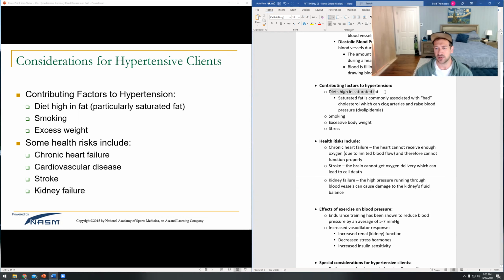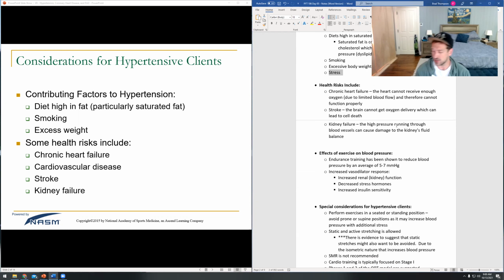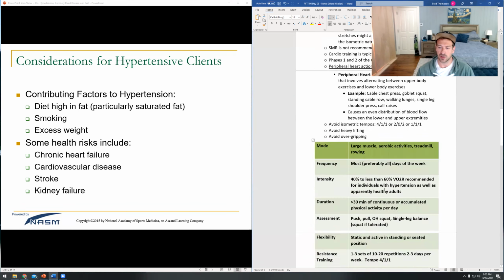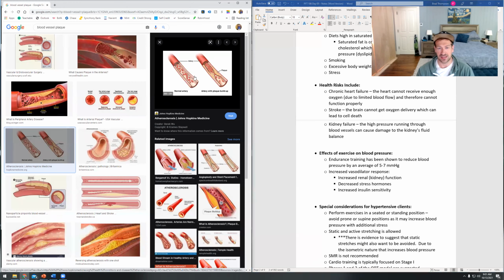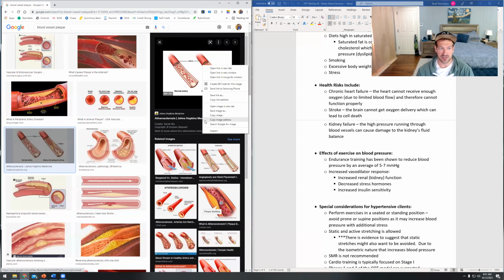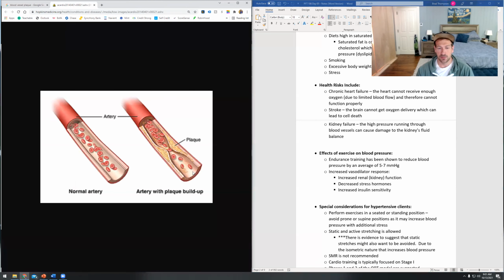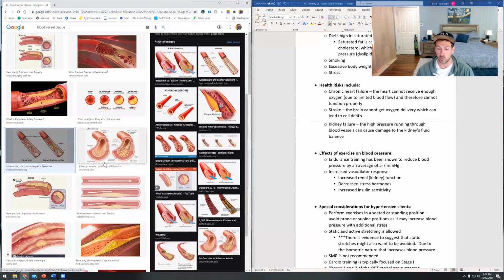So aside from saturated fat, smoking, excessive body weight, and stress, what are some of the negative effects of high blood pressure? Well, one of them is chronic heart failure. Your heart may not receive enough oxygen because you have limited blood flow, and if that happens, your heart's not going to be able to function properly. We're about to look at coronary artery disease, which is where this plaque buildup happens, but it doesn't just happen in any old blood vessel. It happens in the blood vessels that supply your heart with blood.